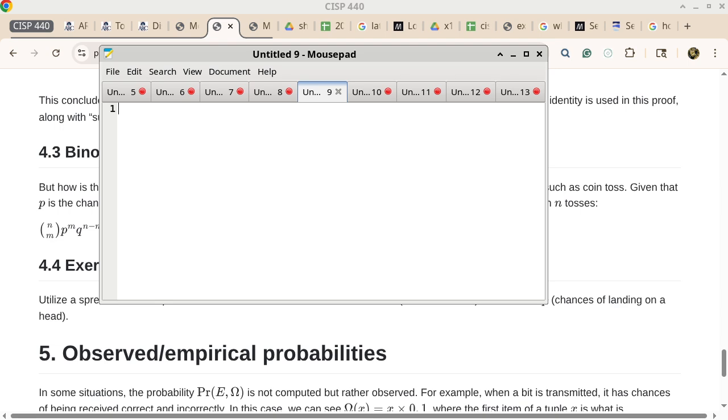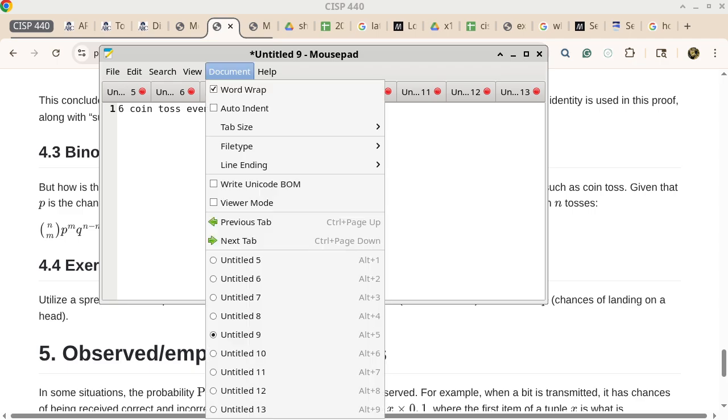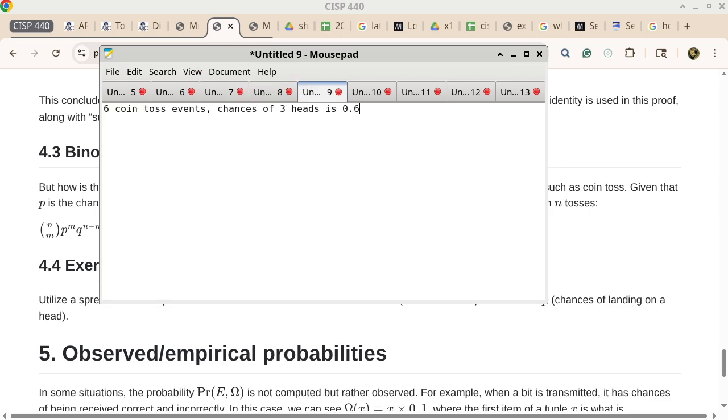Okay. So we are going to say that there are 6 coin toss events, and the chances of 3 heads out of 6, or 3 of the tosses ending up on heads, is on average... Okay, so after observing lots and lots of experiments, each experiment has 6 tosses, and the chance of three of those 6 tosses landing on heads is, I'm just going to give it a particular number, 0.6 instead of what you would expect, which is 0.5. Let me turn off a line number so it's easier to read.